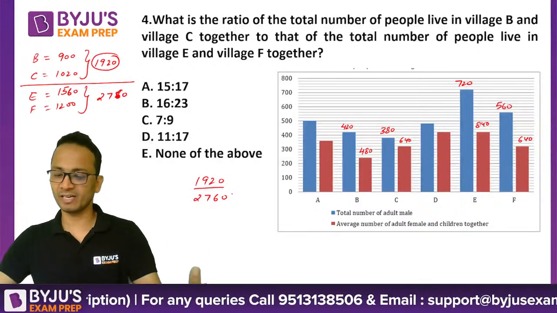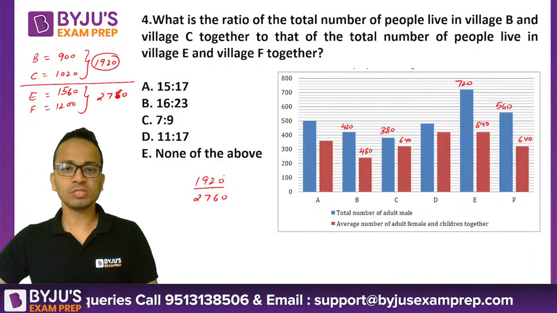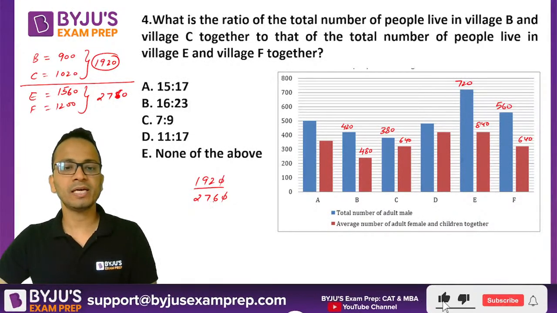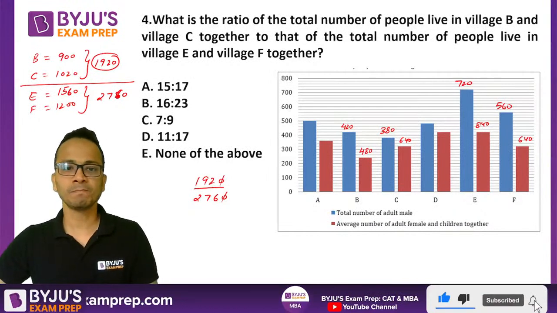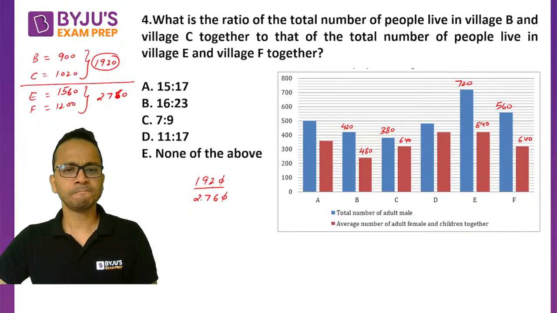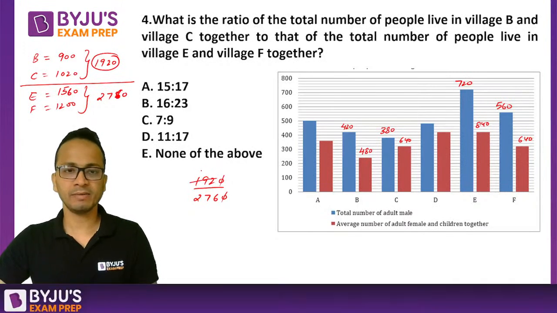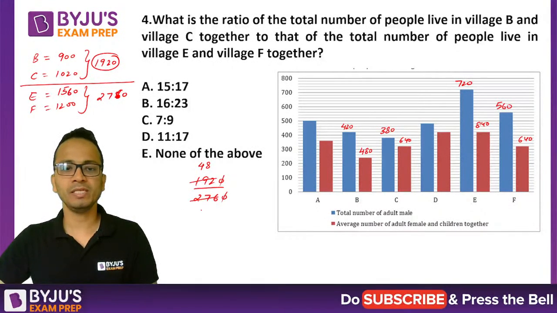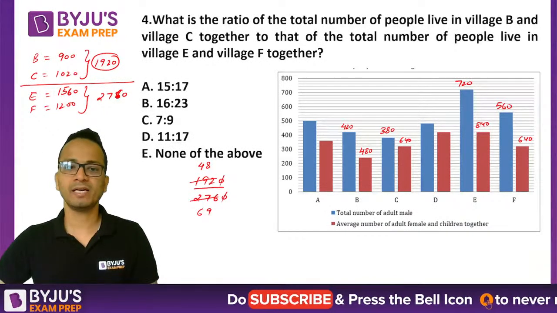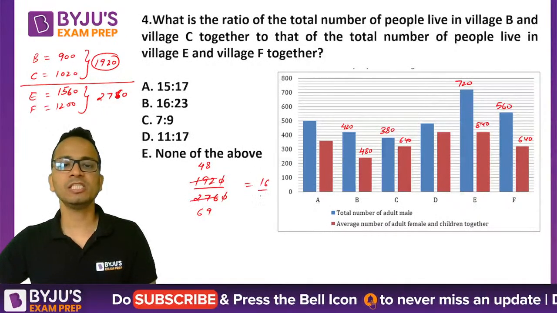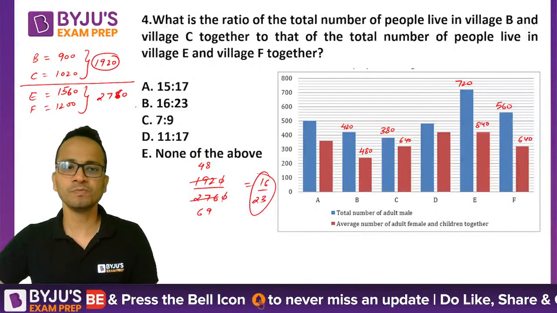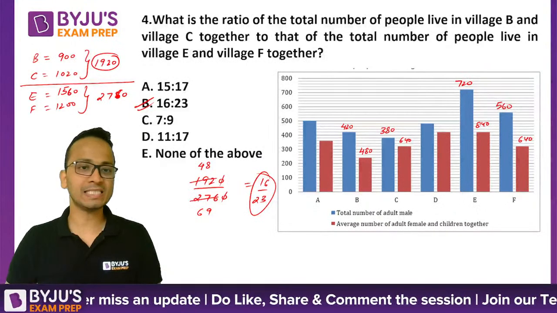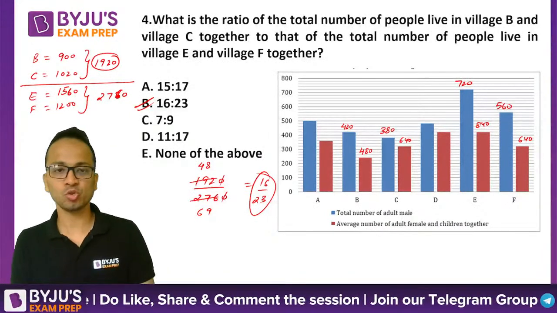Now we have to simplify this, right? So 0 and 0 cancel. 8 cancels from here, and no, 8 will not cancel. Will 8? No, let's cancel 4 first. So it will be 4 8 and this will be 6 9. Now 3 will cancel. So 16 upon 23 will be the ratio, and yes, that is present among the options. So question number 4 answer is option B, that is 16:23.